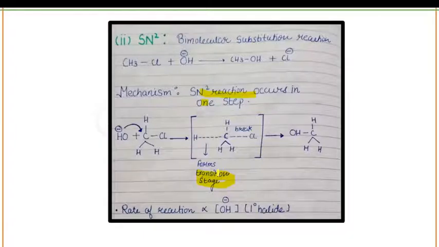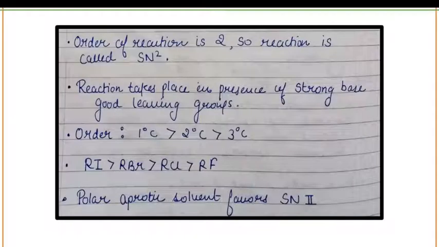When you talk about the rate of reaction, it is directly proportional to the concentration of the nucleophile, that is your OH minus ion, or you can say the rate of reaction is directly proportional to the 1 degree halide, primary halides. Order of reaction is 2, that's why these reactions are known as SN2 kinds of reaction. These reactions take place in the presence of strong base and good leaving group. When you talk about the order of reactivity, primary halides have the maximum reactivity. In case of halogen, RI will be maximum reactive and RF will be least reactive. Polar aprotic solvents favor SN2 kinds of reaction.